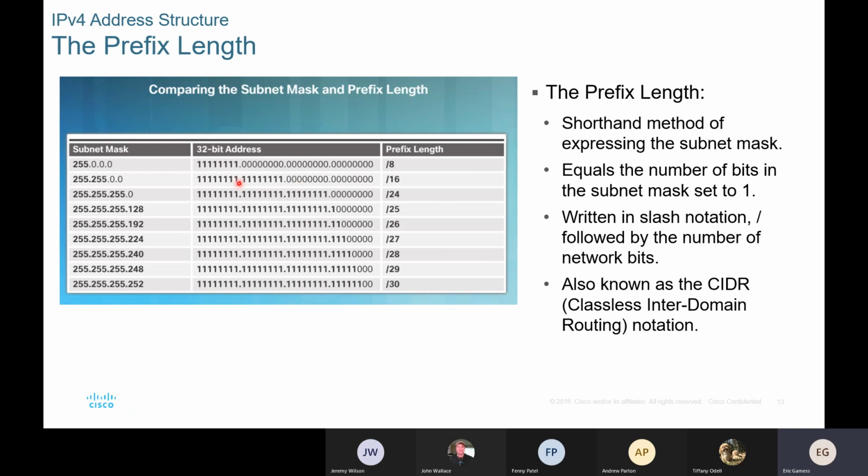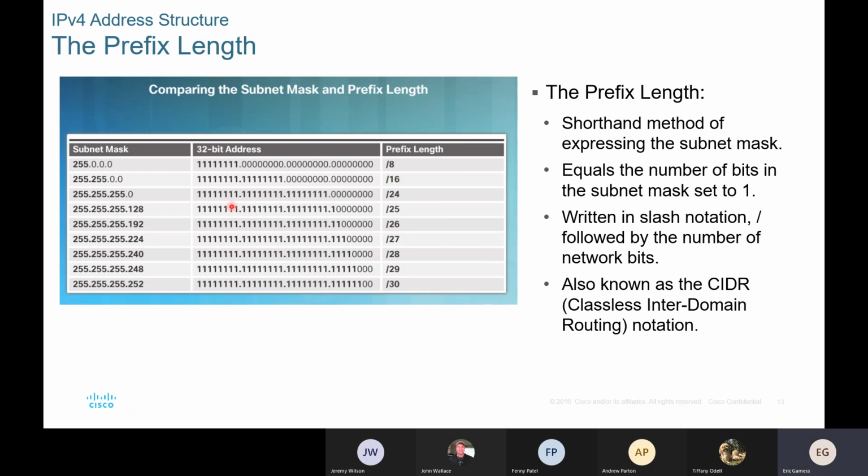Okay, let's see another example. Sixteen 1s, sixteen 0s. Remember, it's a series of 1s followed by a series of 0s. So in decimal notation, this byte will be 255, this byte will be 255, this byte will be 0, and this byte will be 0. So this net mask is 255.255.0.0. In CIDR notation, how many 1s do I have? 16. So another way to write this net mask is forward slash 16.